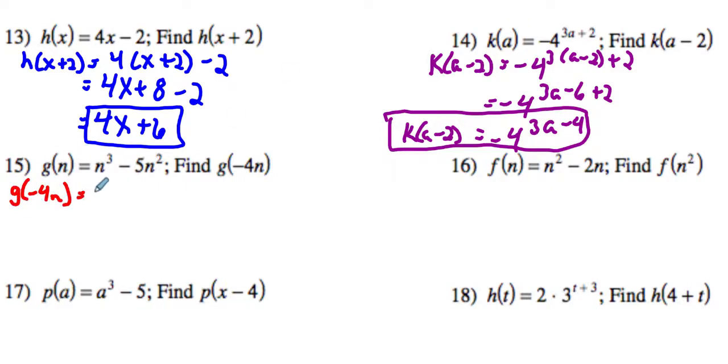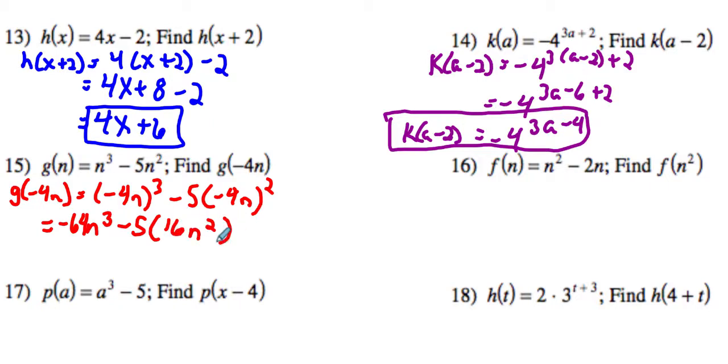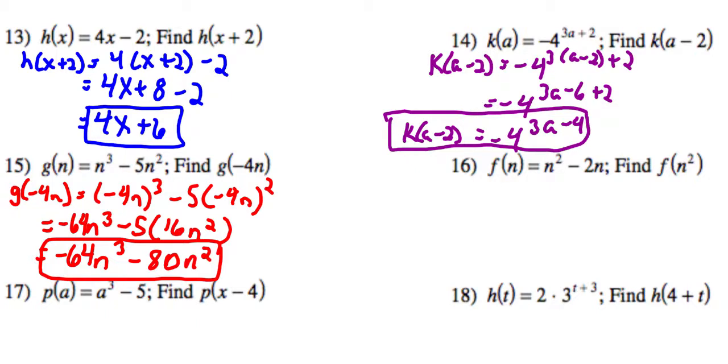G of negative 4n, replace every n with negative 4n. All right, distribute the cube to each term. Negative 4 cubed is negative 64 n cubed. Okay, minus 5 times squaring the negative 4n is 16n squared. Multiply, I get negative 64n cubed minus 80n squared. So g of negative 4n is equal to negative 64n cubed minus 80n squared.